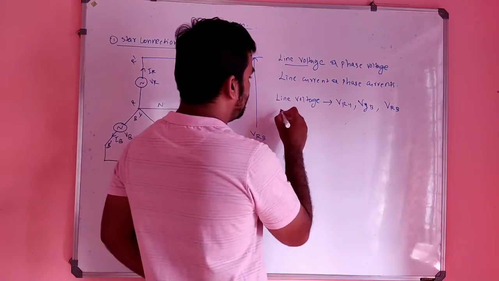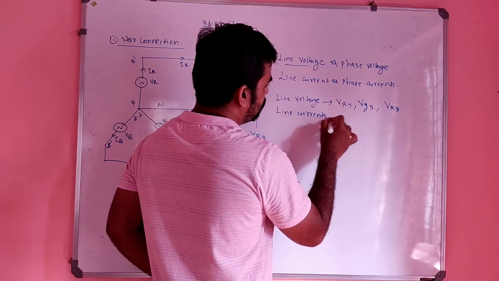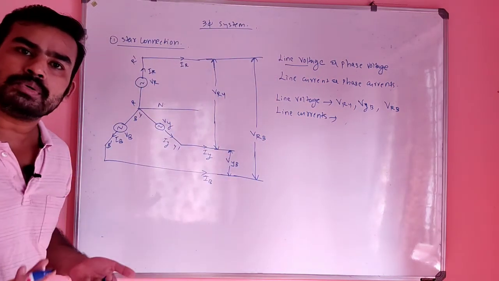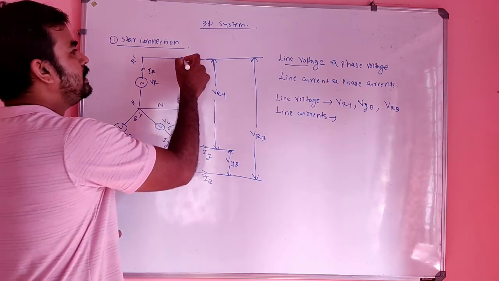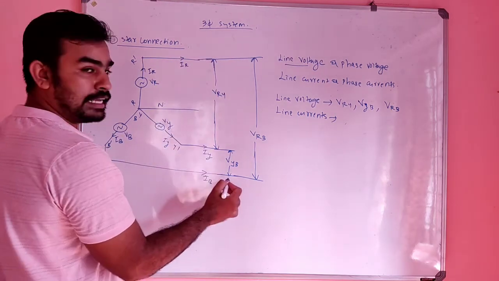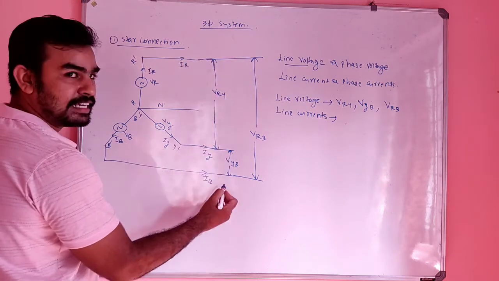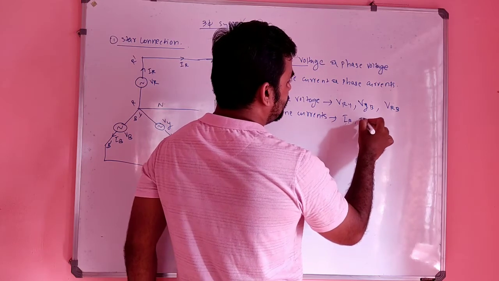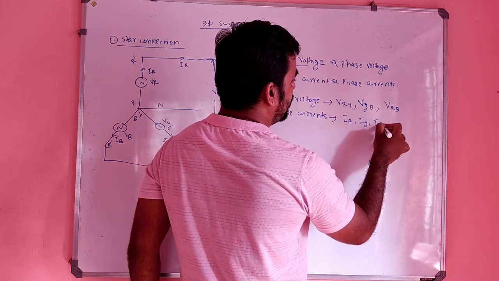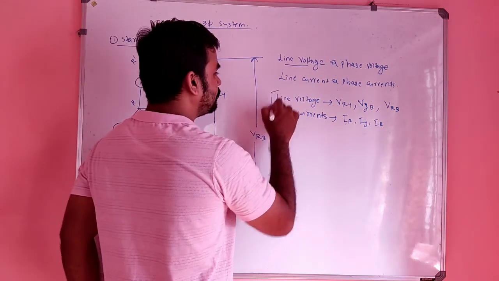In a similar manner, line current also. Line current means the current through any line is called the line current. This is a line, this is a line, this is a line, except neutral again. This is called the line current. So IR, IY, IB are called the line quantities.